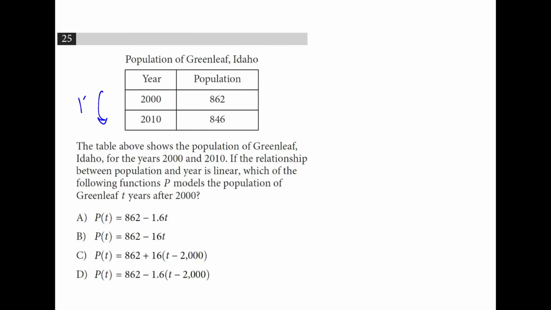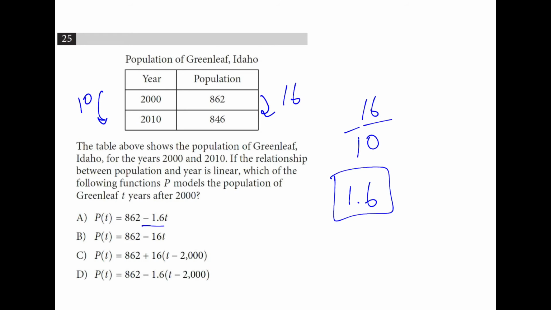As the year goes up by 10, the population decreased by 16. So I'll take 16 over 10, or it goes down by 1.6. So there's 2 that have a slope of 1.6 here, but I can rule out B and C. And this is modeled years after 2000, so our initial value is going to be 862. So A has the correct intercept.